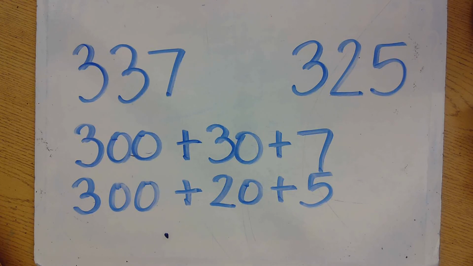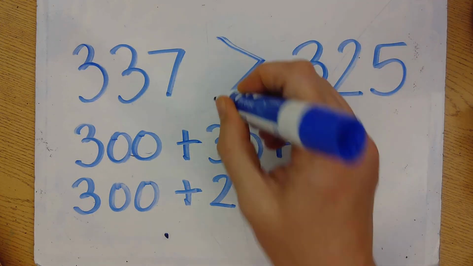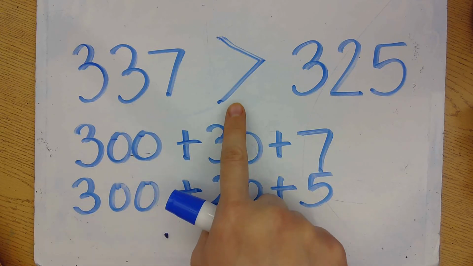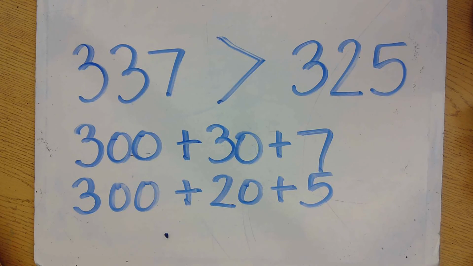And which symbol should we put between these two numbers? If you said the greater than symbol, you are correct. Help me read this like a sentence. 337 is greater than 325. Good job. Give yourself a pat on the back.